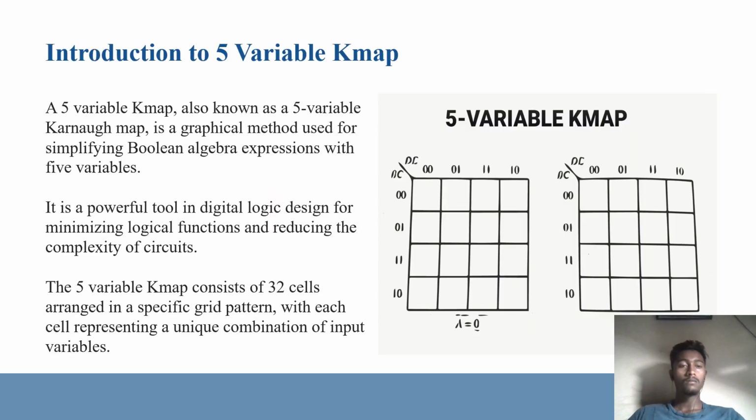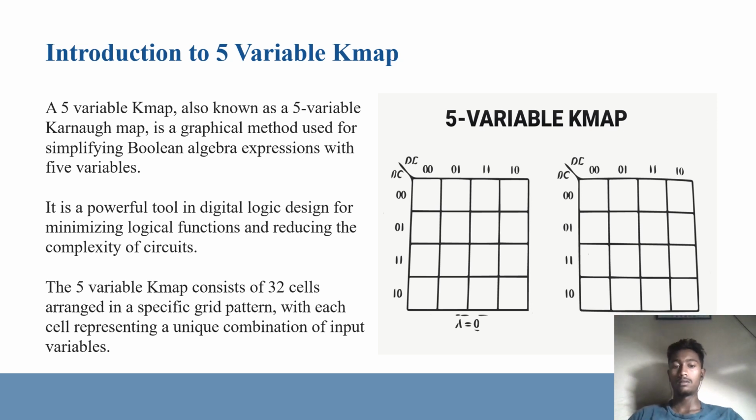So today's topic is 5 variable K-map, and the subject this is related to is BSDV. Let's get started. The introduction to this topic: the 5 variable K-map is also known as a 5 variable Karnaugh map. It is a graphical method used for simplifying Boolean algebra expressions with 5 variables.